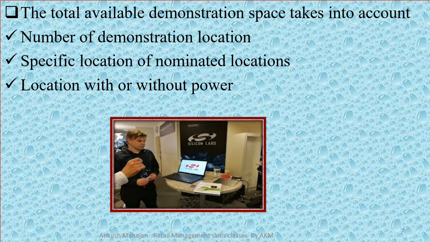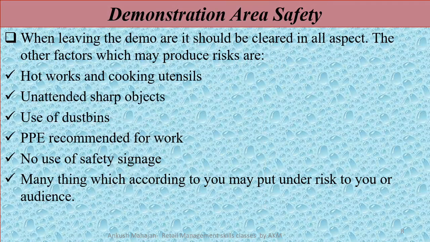The total available demonstration space takes into account a number of things. First is the number of demonstration locations, specific location or nominated location, location with or without power. So as these three things are required during the demonstration, it may vary from product to product or industry to industry. Now, demonstration area safety. Whenever there is a demonstration in a particular area, it requires some safety guidelines also. When leaving the demo, the area should be clear in all aspects.